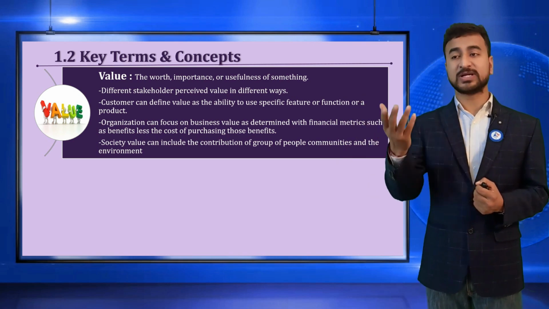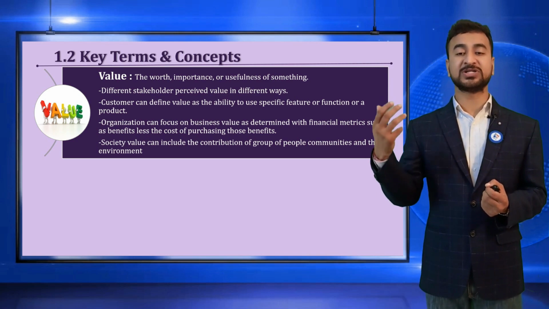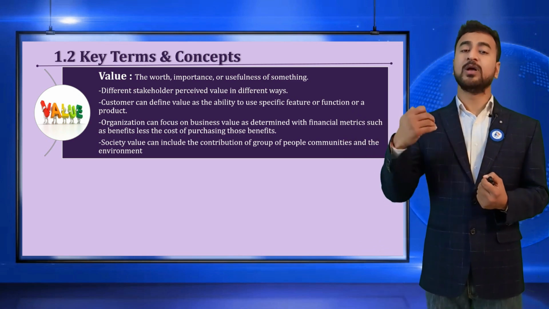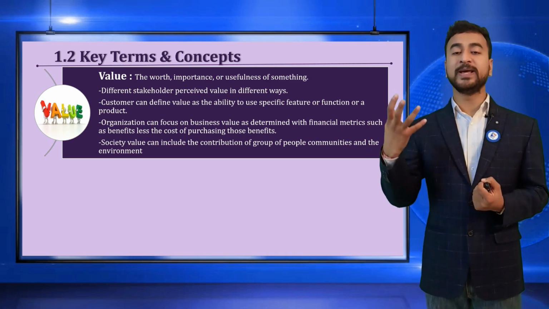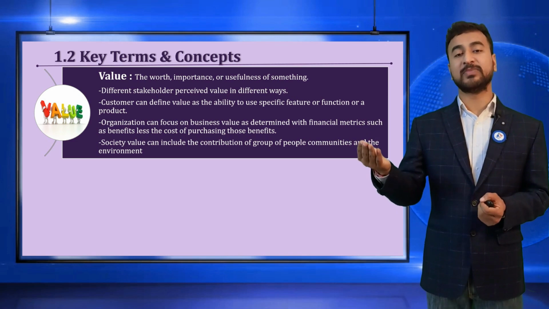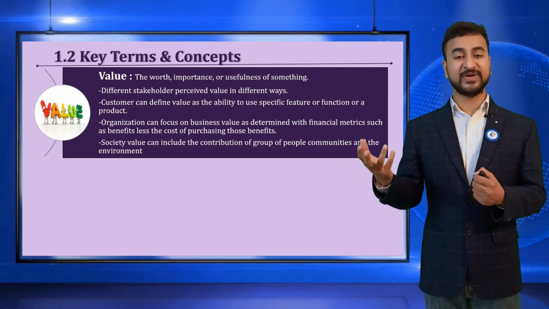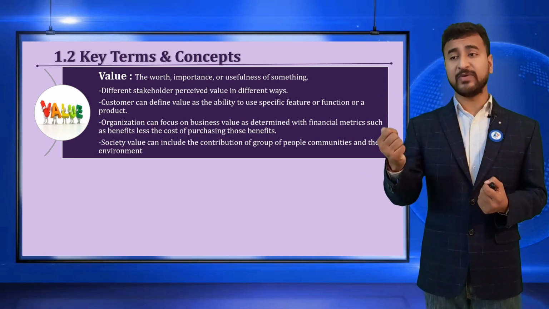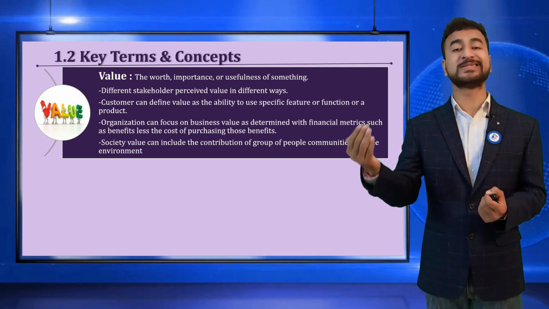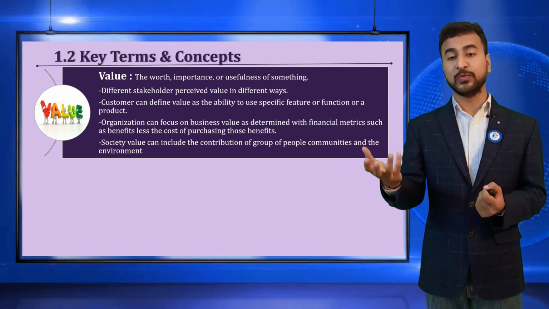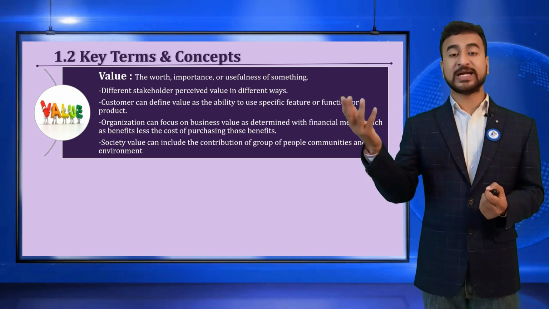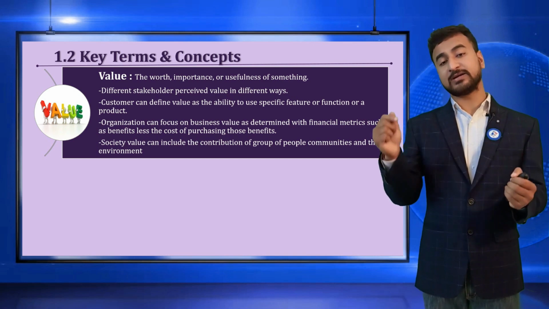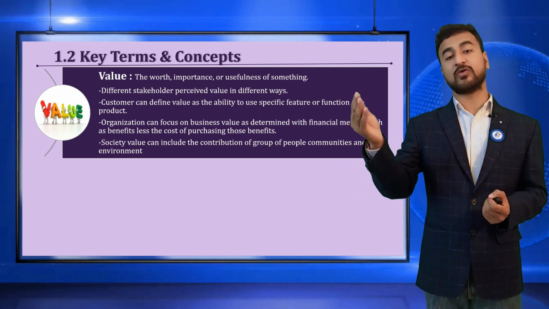For example, for the customer, value is how they utilize the function or feature of the product. For me, with an iPhone, the features it provides are a value for me. But for most corporate organizations, value would be in terms of financial metrics: how much money they have invested and what return they are getting. So return on investment is the value for the organization. But for a non-government organization or a government, value depends on how well they serve the citizens of the country, or how they serve the purpose of humanity. That would be value for them. Societal value can include a contribution of groups and communities to the environment. So value is a term that varies from person to person and from organization to organization.